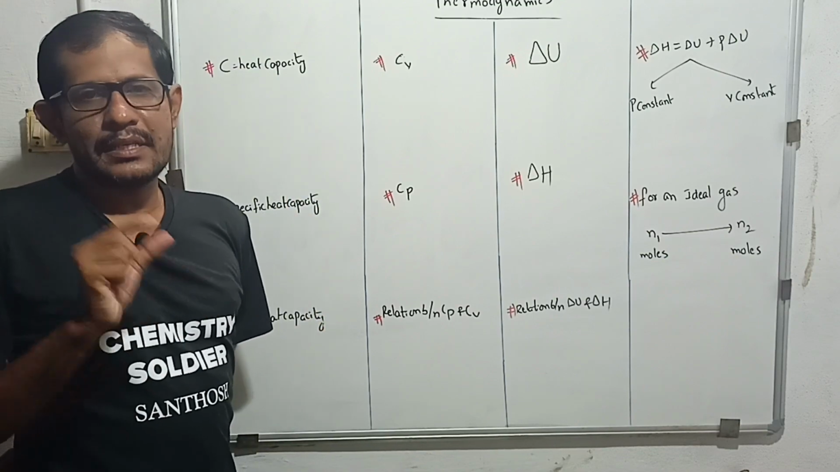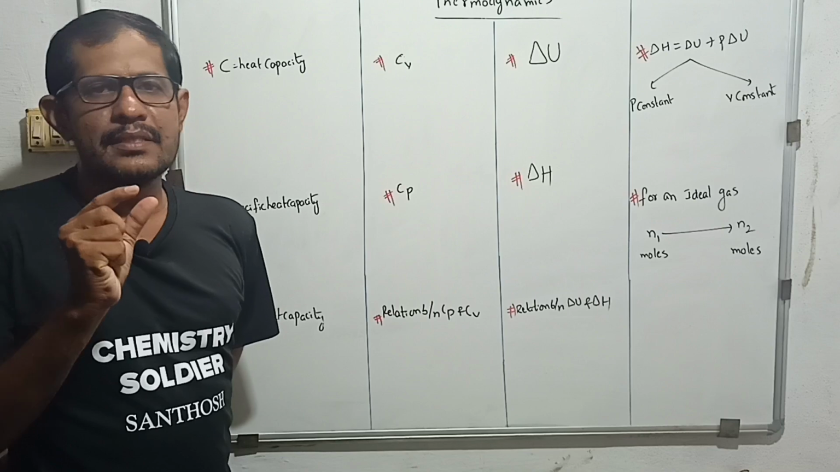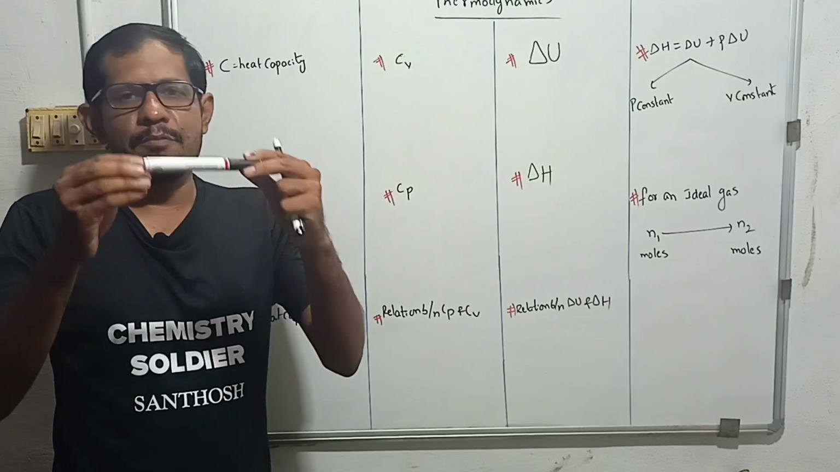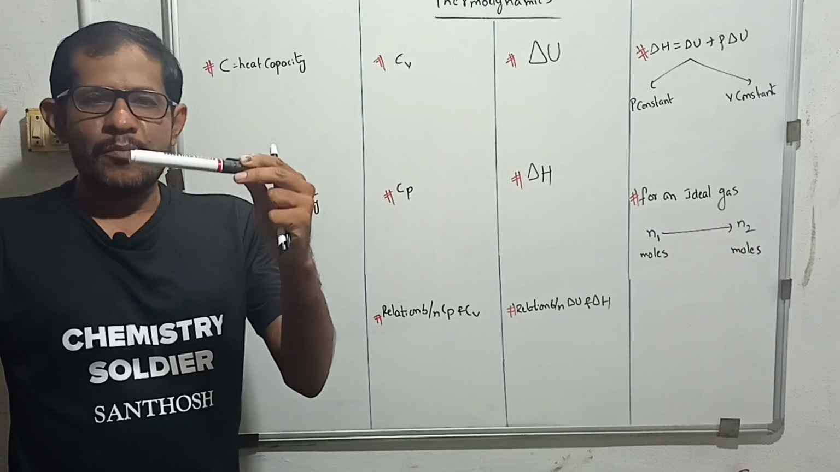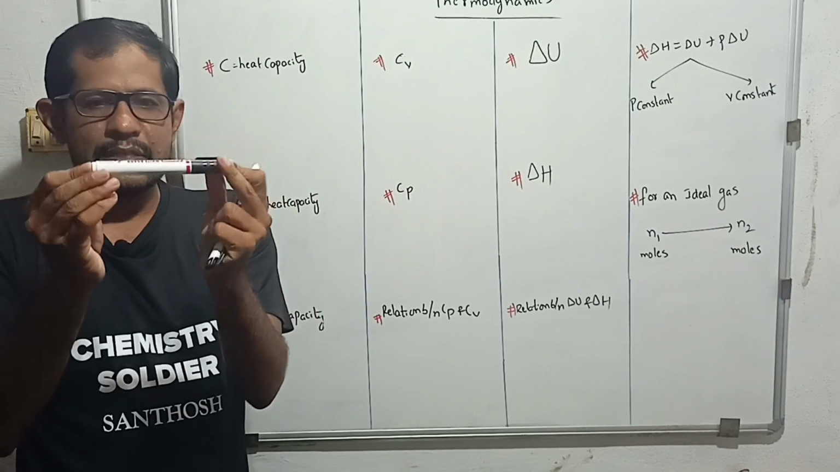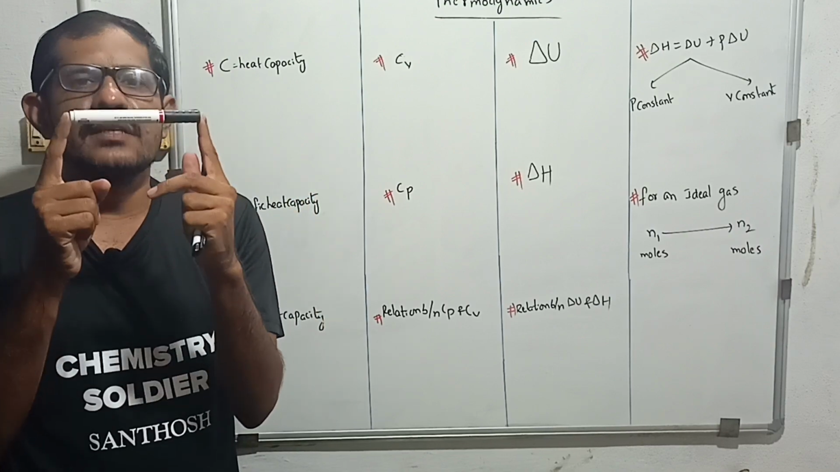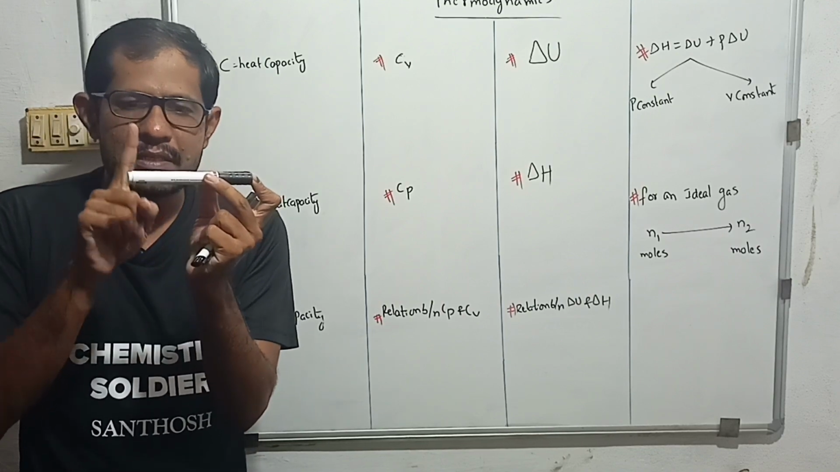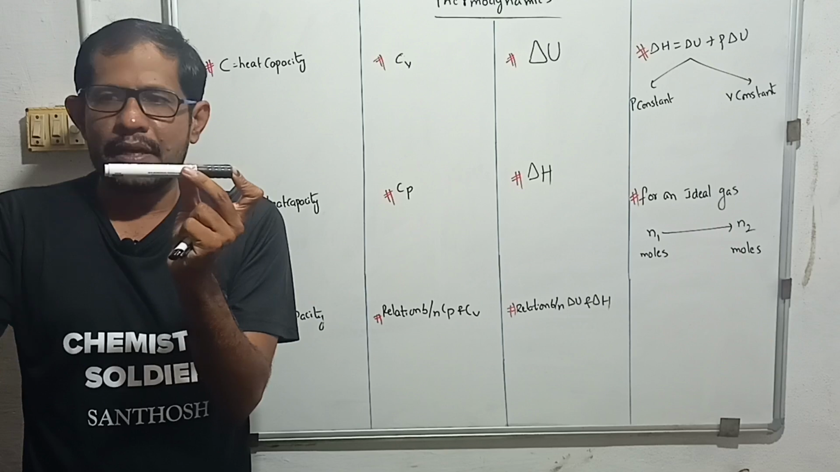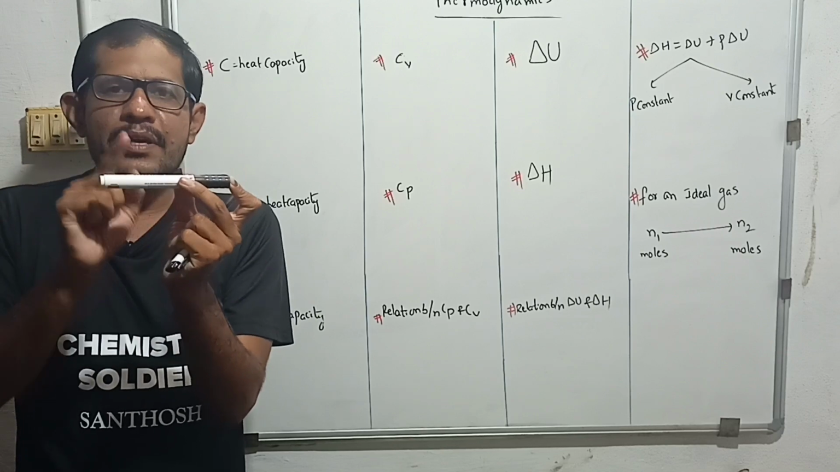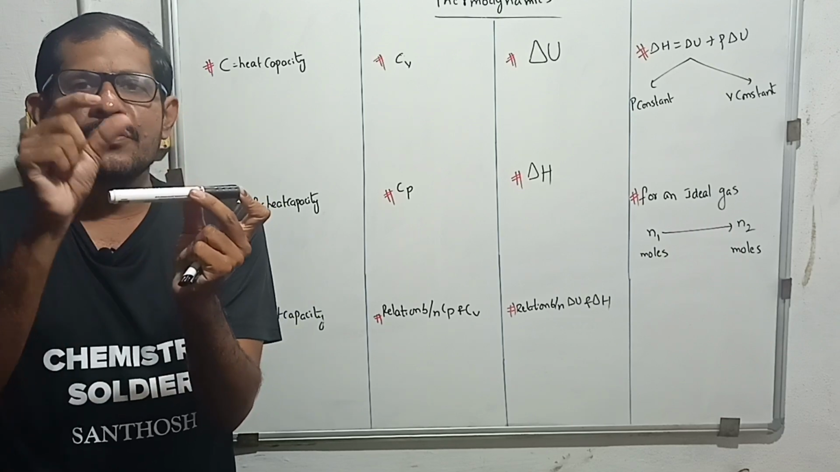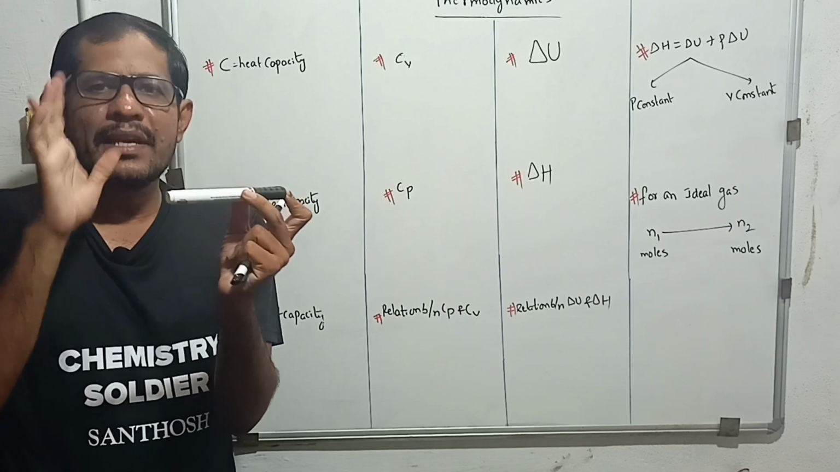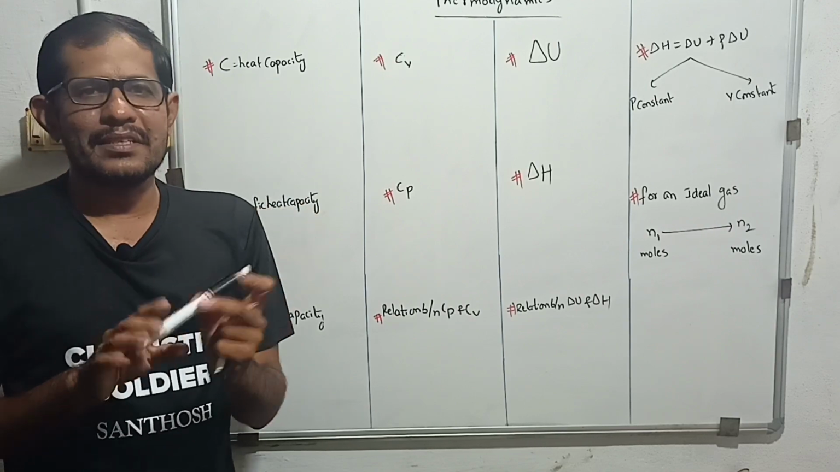What is heat capacity? The heat required to raise the temperature of a substance by 1 degree centigrade. Suppose this is the pen, and its temperature is assumed to be 35 degrees centigrade. The heat needed to raise its temperature by 1 degree centigrade, that means 35 to 36, is called heat capacity.